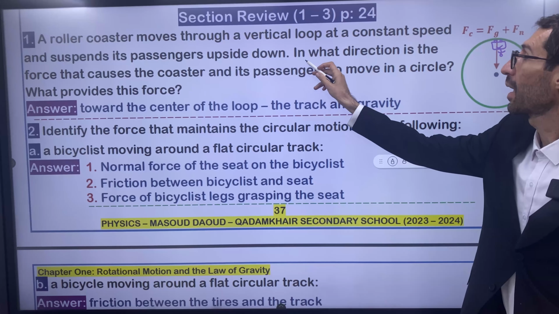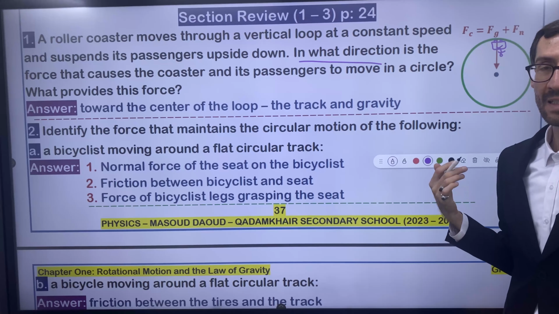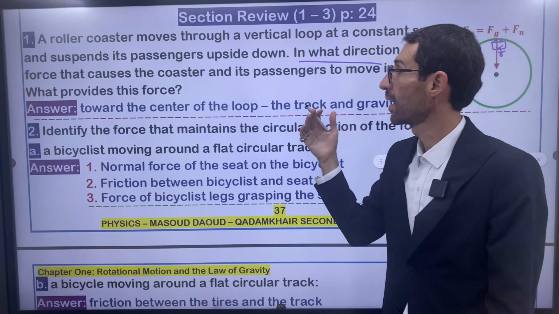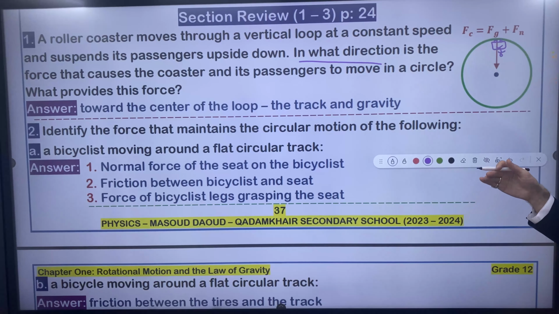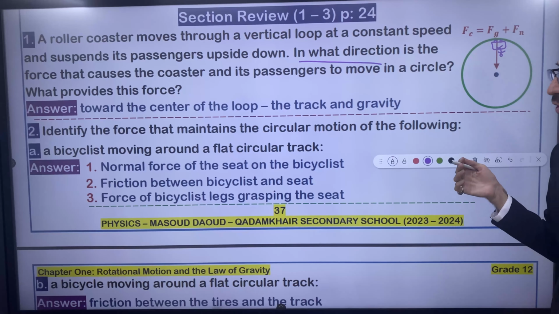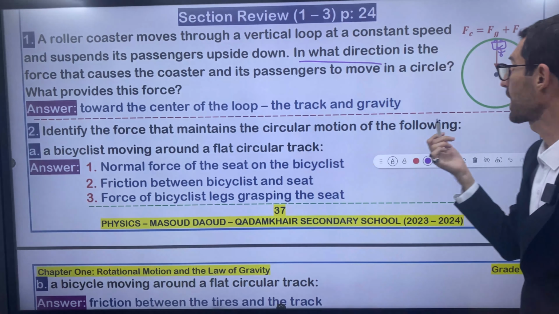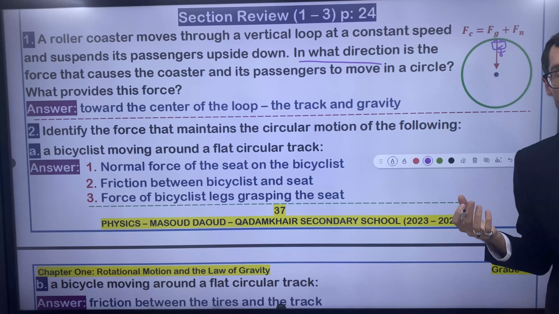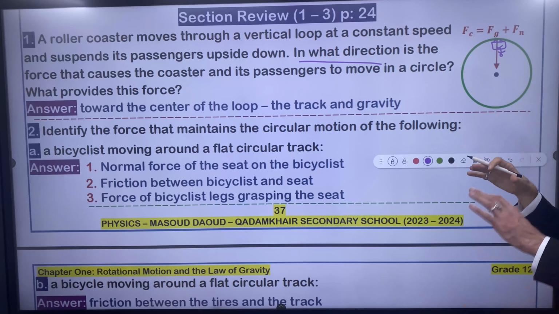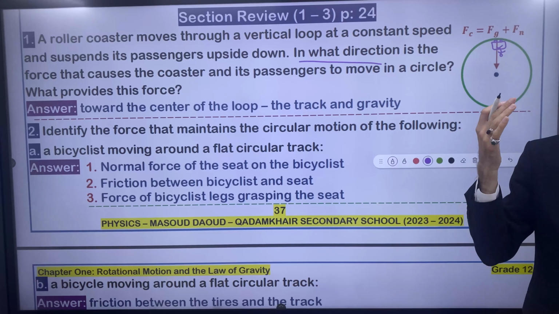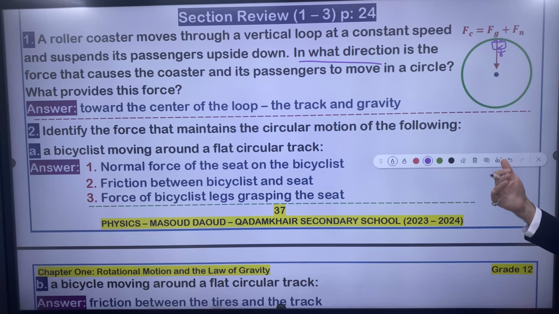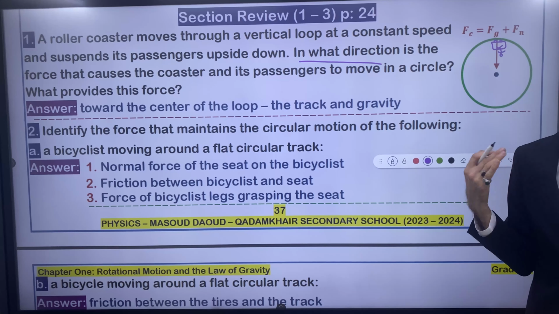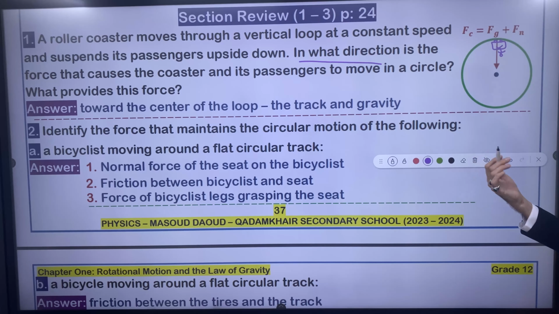So what does the question say? It wants us to determine the direction of the centripetal force, right? What's the direction of centripetal force? Of course, toward the center of the circular path. Toward the center of the circular path. That's it, right? Because I can say the path pulls the wagon or the passengers and cars downward, and that's why the path is in charge of creating centripetal force here.